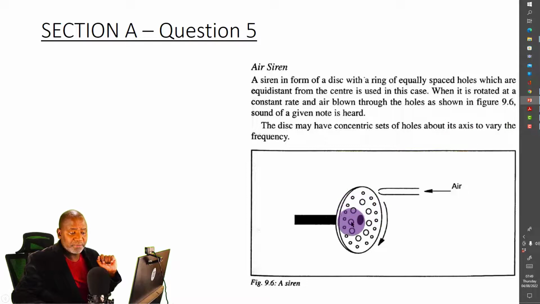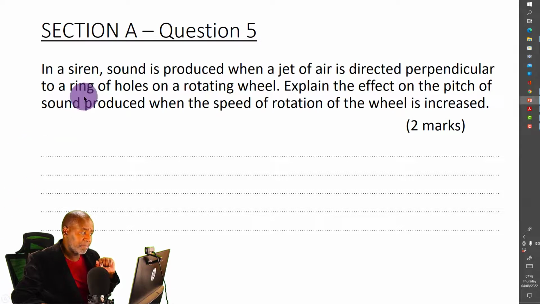So you can see these are fewer number of holes, while on the outside we've got more holes. The speed with which the air is interrupted increases as you move towards the outside. So that is one of the ways in which you can vary the frequency. Another way in which you can vary the frequency is by changing the speed of rotation. And that is what this question is about.